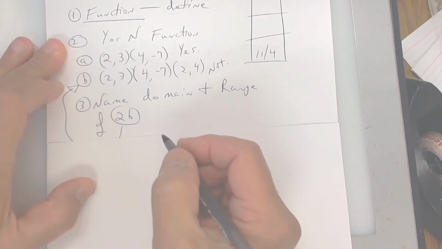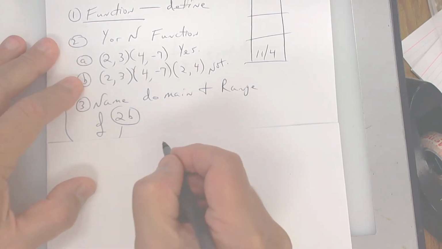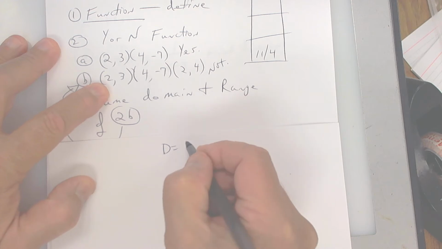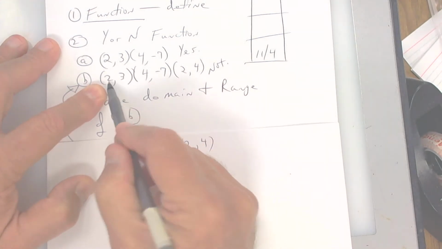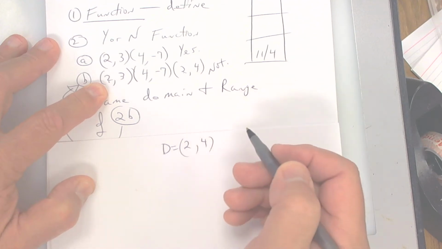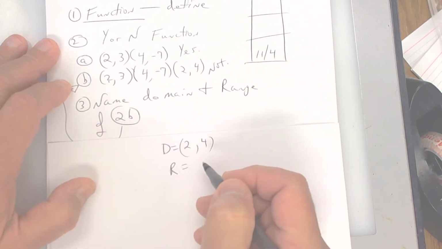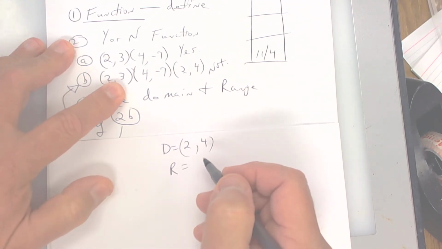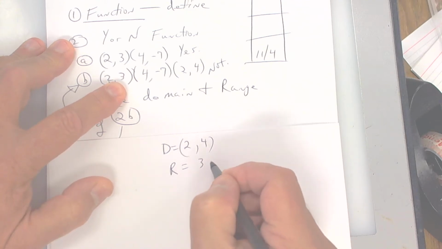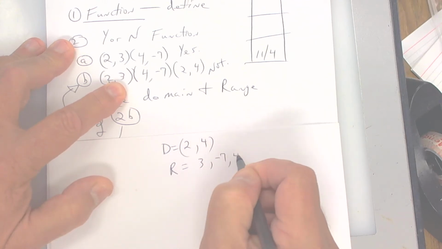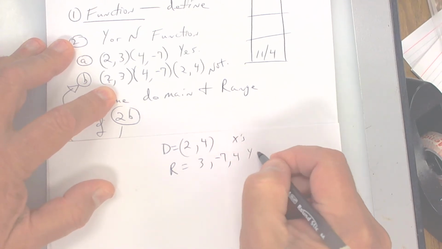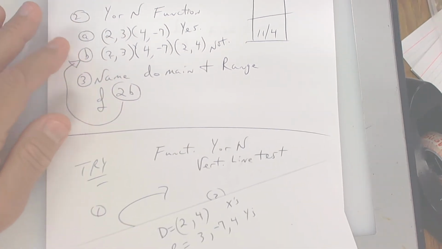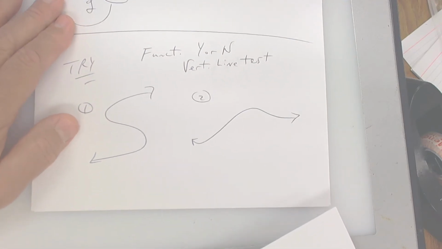Name the domain and range of 2b. Well, the domain for 2b right here is going to be all your x's: 2 and 4. And your range is going to be all your y's: 3, -7, and 4. X's, y's. Real simple. On a new sheet of paper, draw this diagram.